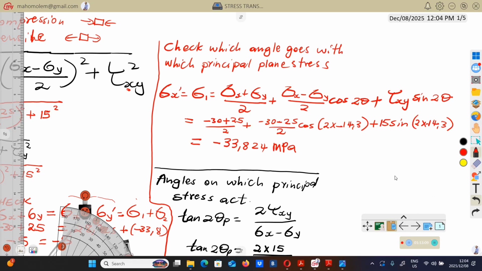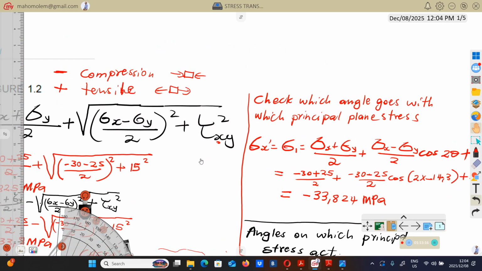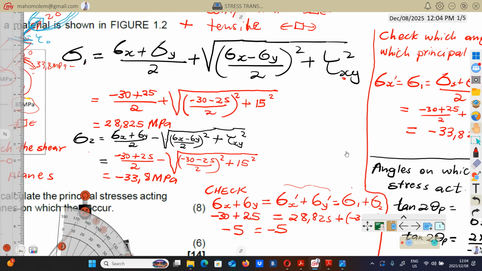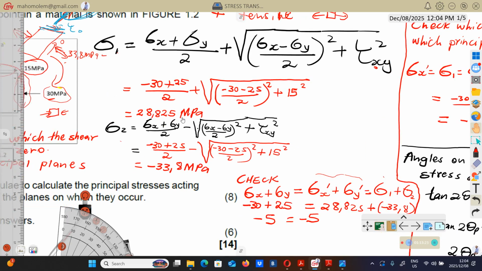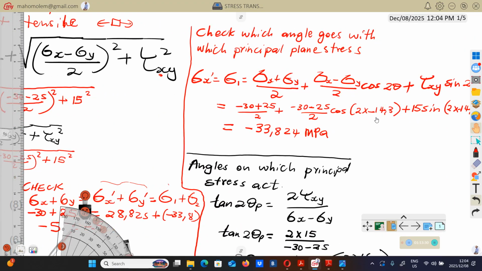Good. So that's how you check. This angle of 14.3 goes with this principal stress of 33. Remember the principal stress, we've got two values, 28 and negative 33.8. So this angle of 14.3 goes with the stress of 33, or the direction of this stress, 33.8, is this angle of negative 14.